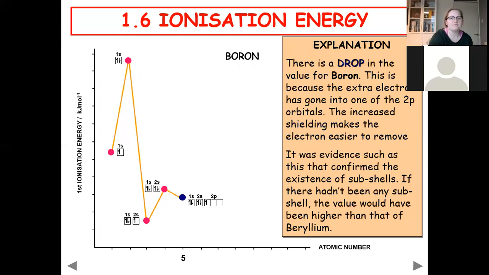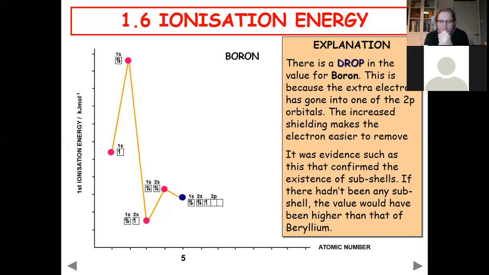Then we have boron. Now, like when we were talking about electron configuration, we fill the 1s orbital, then the 2s orbital, then the 2p orbital, then the 3s orbital, then the 4s orbital, then the 3p orbital. We have some slightly different non-following of the patterns again.